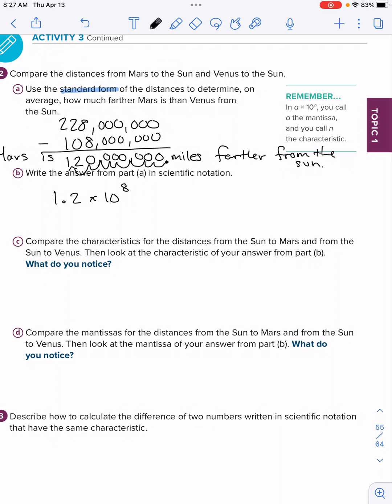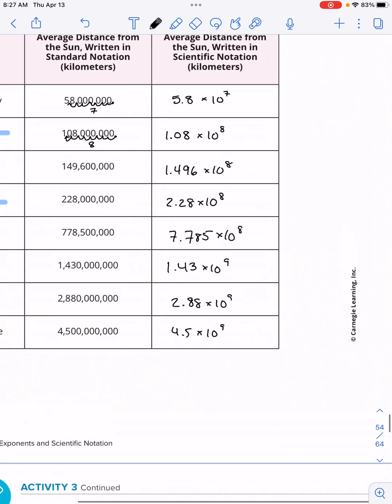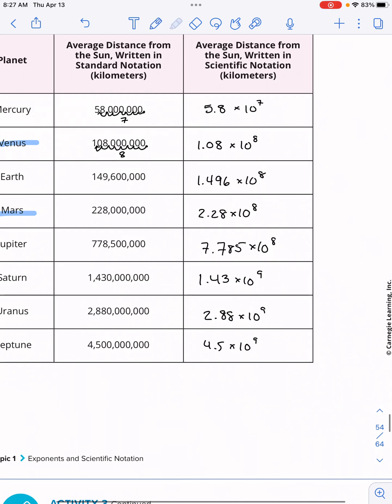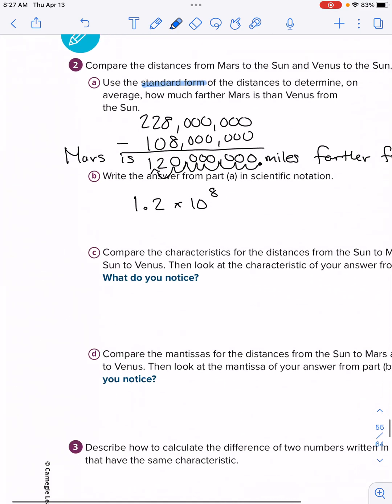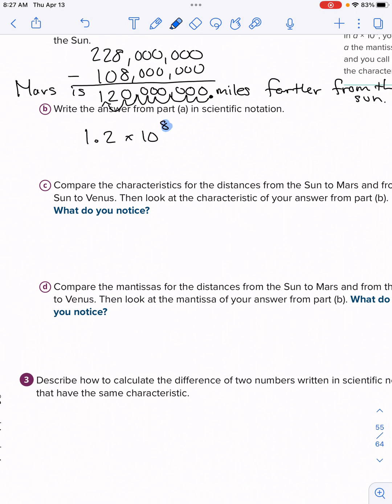Then look at the characteristics of your answer in part B. The characteristic is the exponent for each one of those. So this is an 8, and this is an 8 as well. What can we say about this? They're both 8s here, and the answer that we have, the characteristic is 8. So we're just going to say for this, they are all the same.